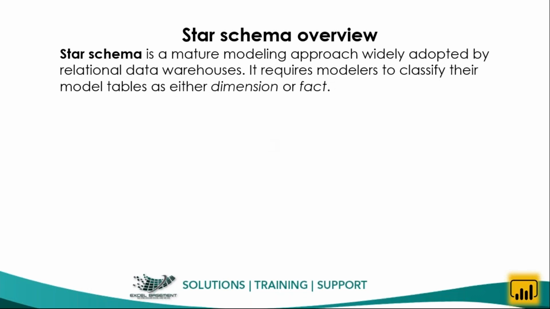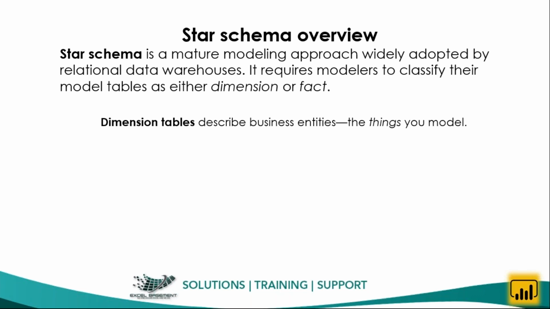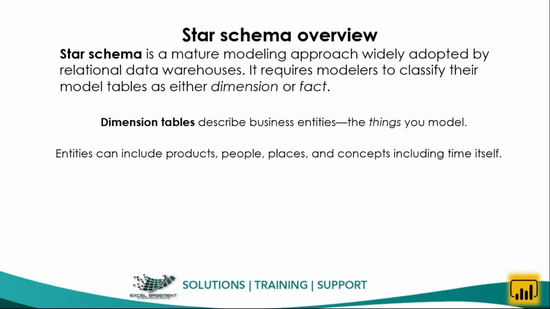Now let's come to the star schema overview. I know that in today's webinar, some of the participants already knew or had heard about the star schema. The star schema is a mature modeling approach widely adopted by relational data warehouses, and it requires modelers to classify the model tables as either dimension or fact tables. Okay. So let's discuss. The first important thing you need to understand is that dimension tables describe the business entities, the things you model. Entities can include products, people, places, and concepts, including time itself, which is called the calendar table.